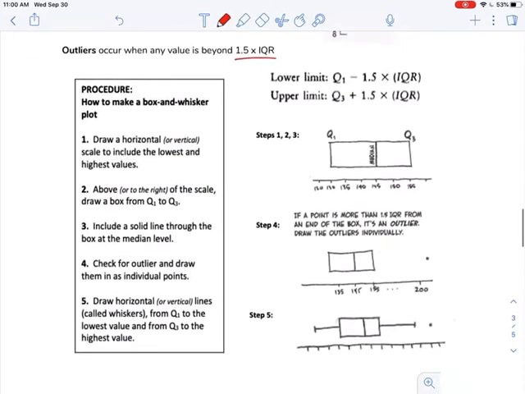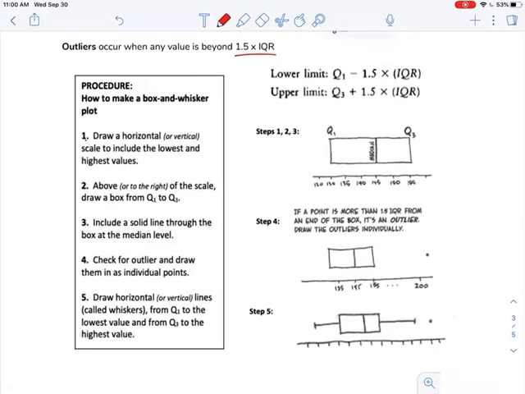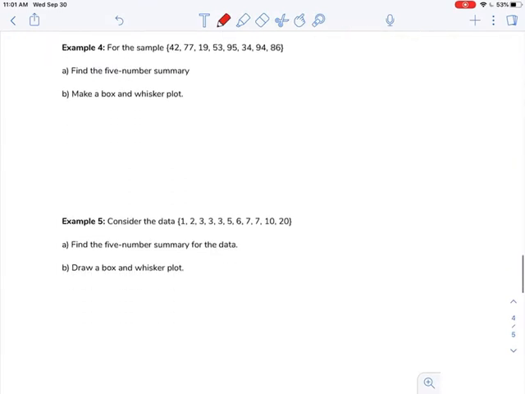All right, to make a box and whisker plot, first you're gonna draw a horizontal or vertical scale. Then you're going to draw a box from your quartile 1 to your quartile 3. Then you're going to include a solid line through the box at the median level. And then you want to double check for outliers and draw them as individual points, okay? So let's do an example here. So for number 4, we're going to find the 5-number summary, and then we're going to make a box and whisker plot.